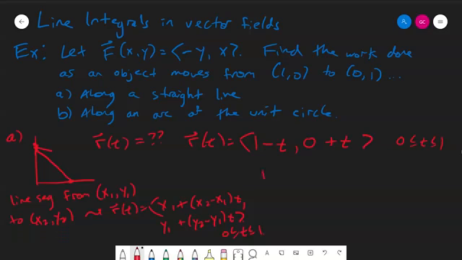So now we do all the rest of it. Remember, we want to find f of r of t. So I put f in terms of this parameterization here. And f wants negative y in the first spot, so negative t. And then x in the second spot, so 1 minus t. r prime in this case is just negative 1 comma 1. And so f dotted with r prime: negative t times negative 1 is t. And then 1 minus t times 1 is 1 minus t. So we end up just getting 1.